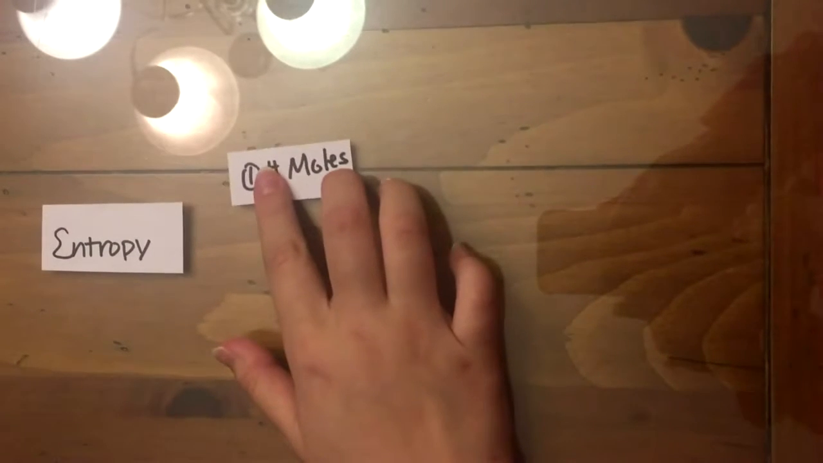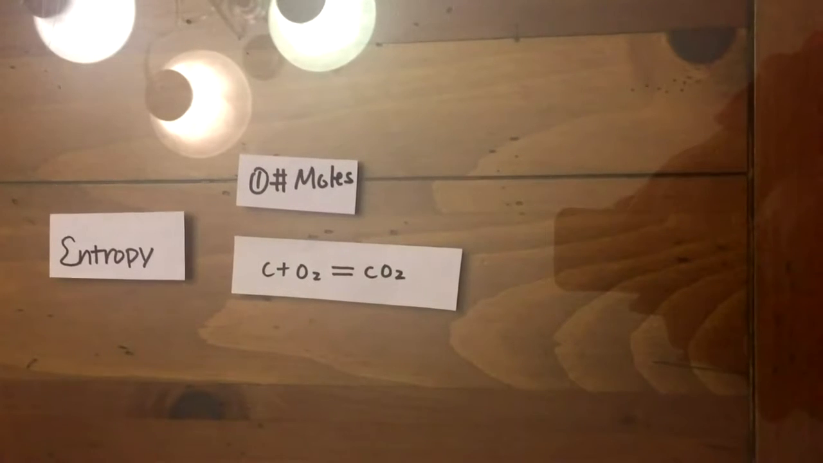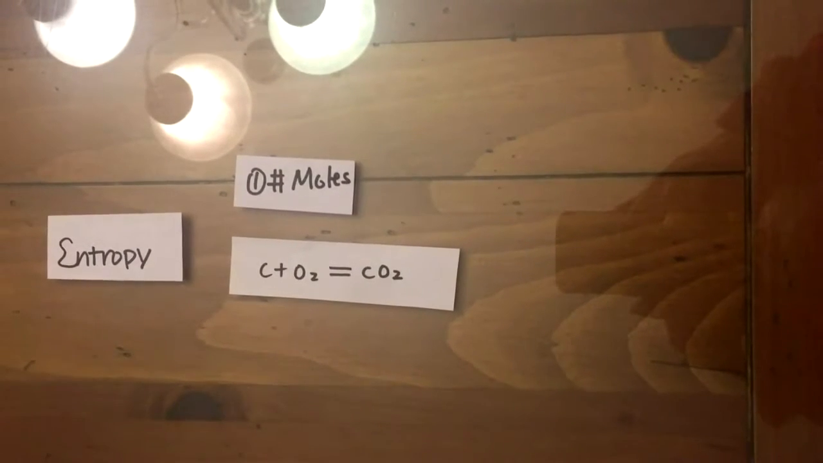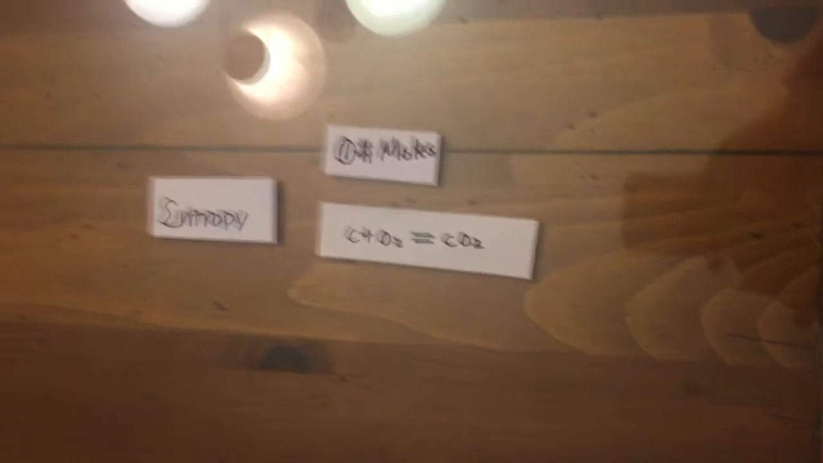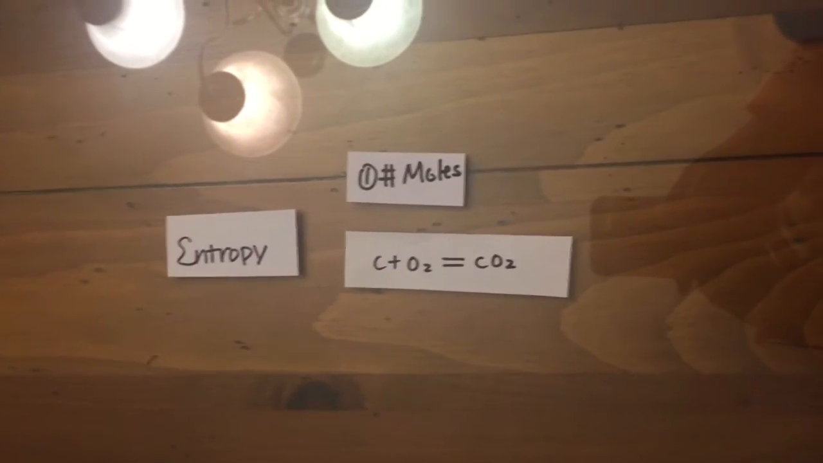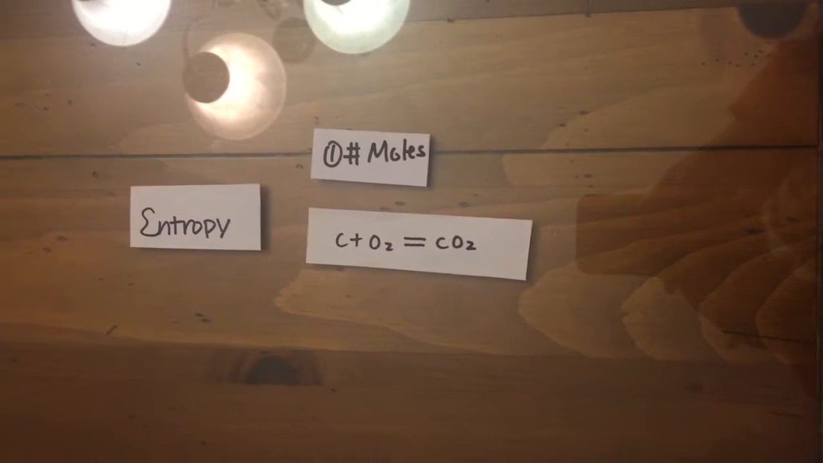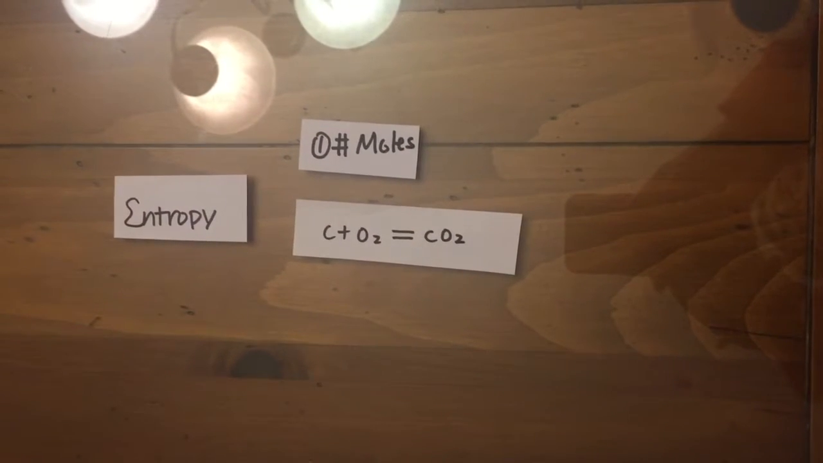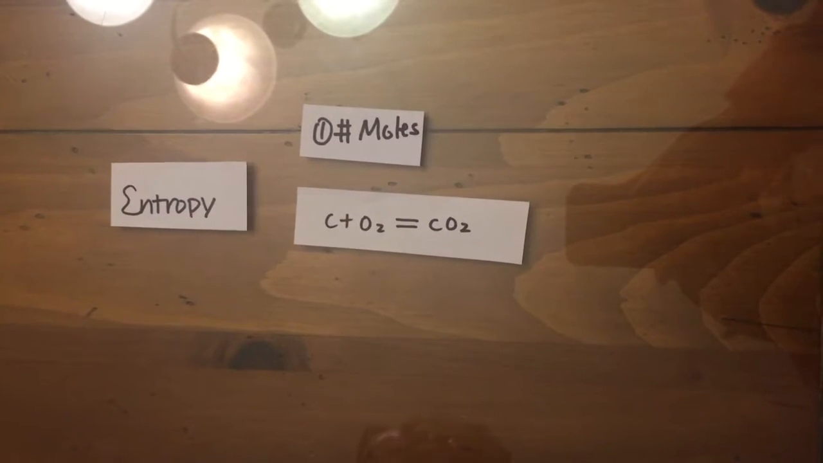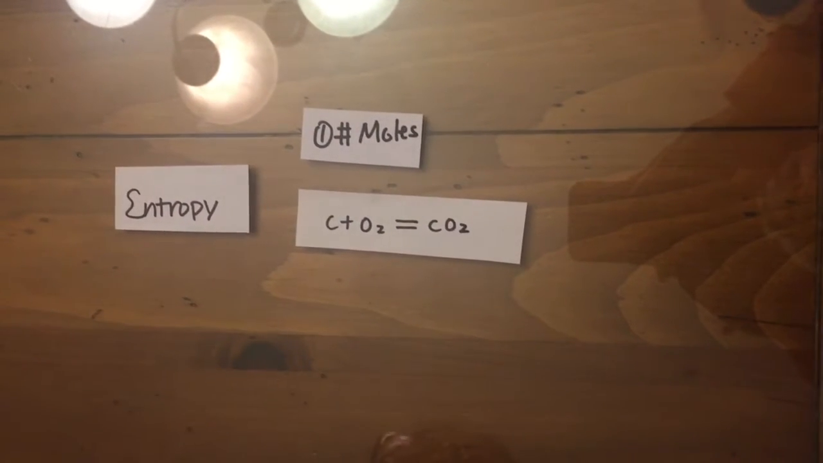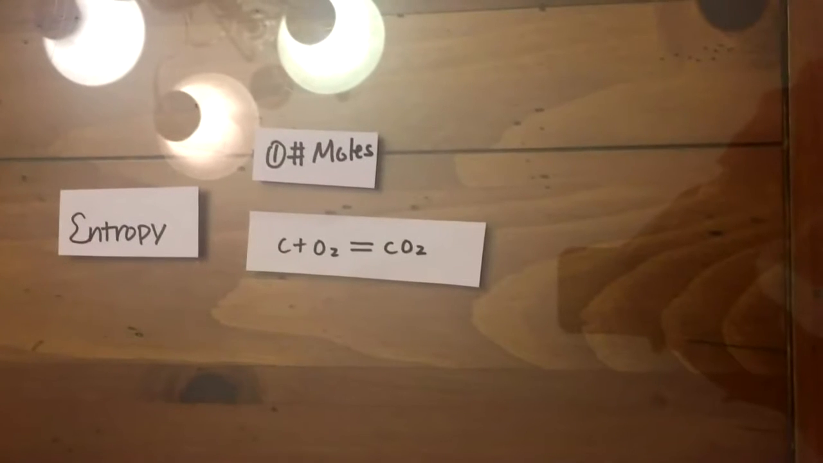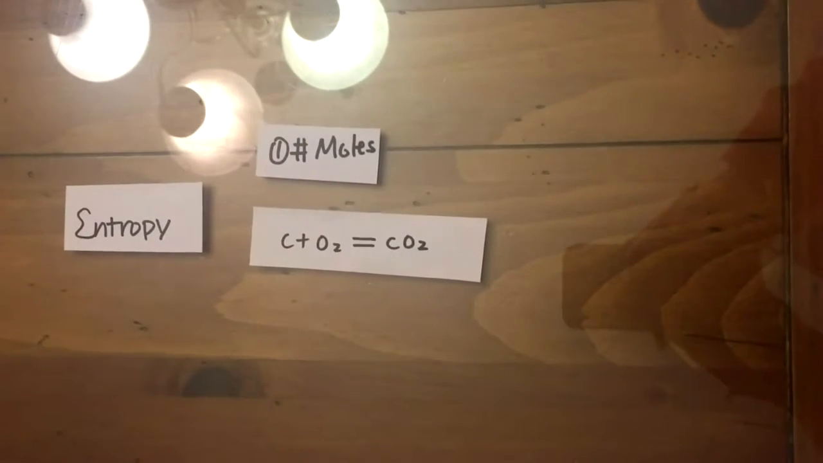The first way of predicting entropy change is looking at the change of number of moles of one reaction. So here's a reaction. Carbon and oxygen react to produce carbon dioxide. 1 mole of carbon and 1 mole of oxygen on the reactant side, while on the product side, there's only 1 mole of carbon dioxide. The number of moles changed from 2 moles to 1 mole, which means the entropy of the reaction is decreasing.